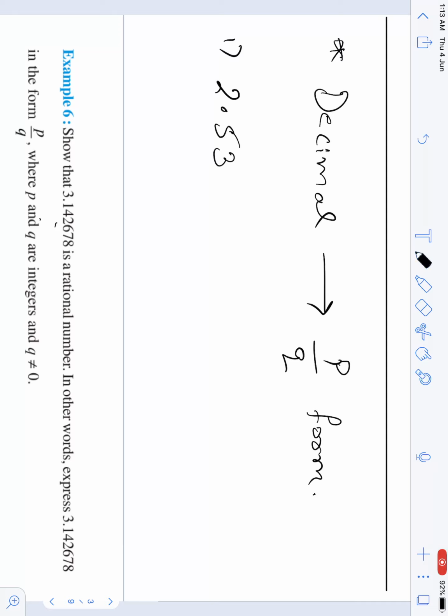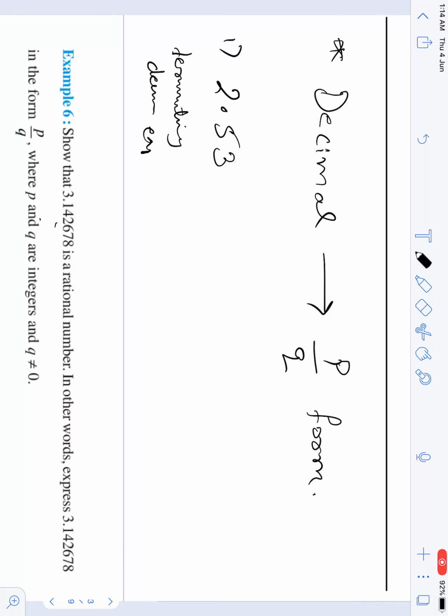For example, let us consider a simple example. Now 2.53. Here it can be seen that there is no bar present over the 5 or 3. It means that the given decimal expansion is a terminating decimal expansion.